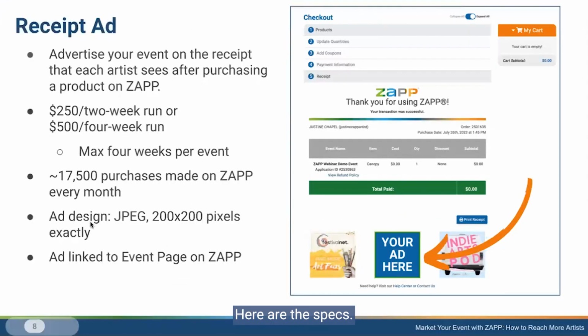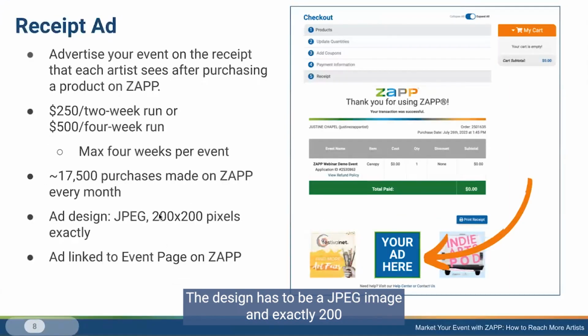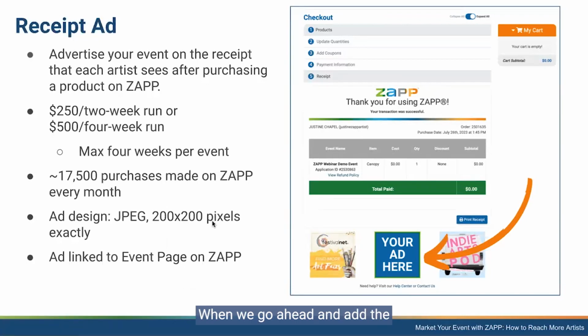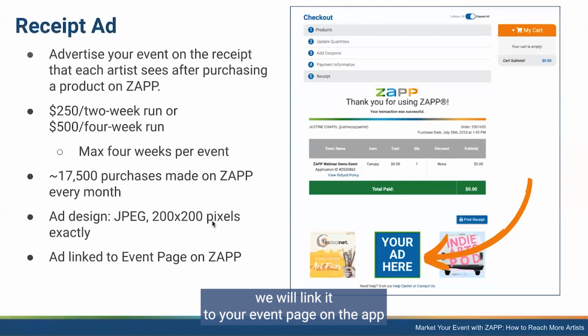Here are the specs. The design has to be a JPEG image and exactly 200 by 200 pixels in order to fit into that square. When we go ahead and put the ad on the receipt page, we will link it to your event page on ZAPP.